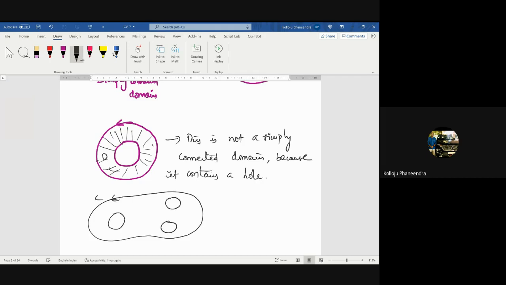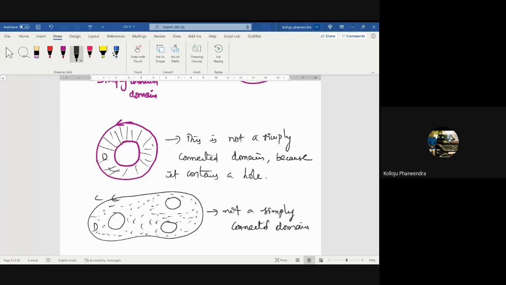Where is the region? Domain D is only these parts. Only these are the points on the domain, not inside these holes. Holes are empty. Okay. Those are empties. This is not a simply connected domain. It contains how many holes? 3 holes. Not a simply connected domain. I think this is clear.